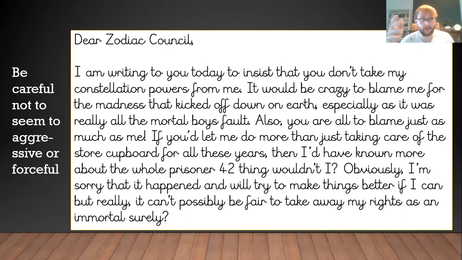Some examples of where it is being too aggressive are things like when it says to insist that you don't take my consolation powers. Well, you're not in a position to insist. You can't be insisting. If you could just insist and have it done exactly as you wanted, you wouldn't need to write a letter. So that is too aggressive, too forceful.